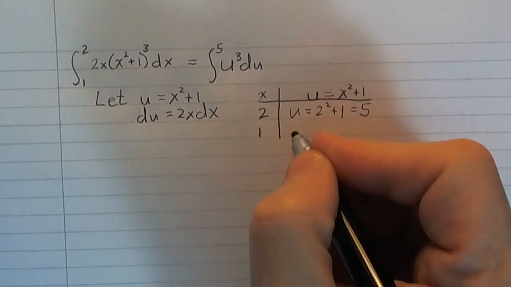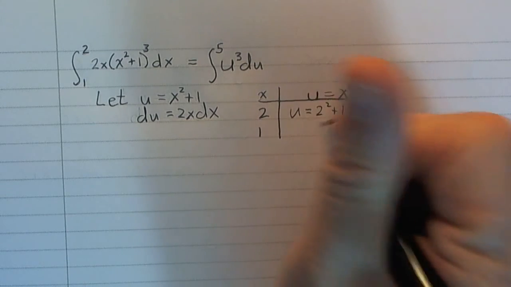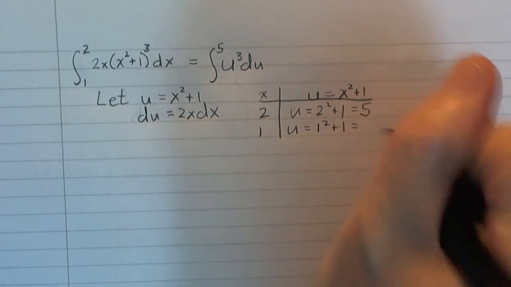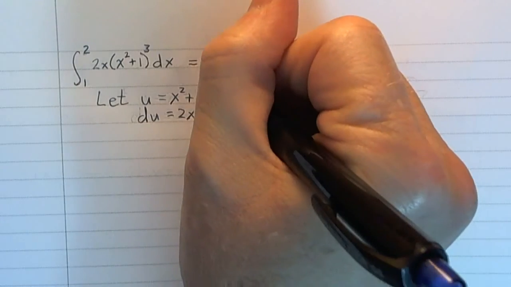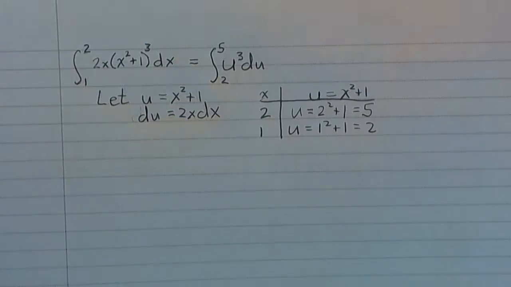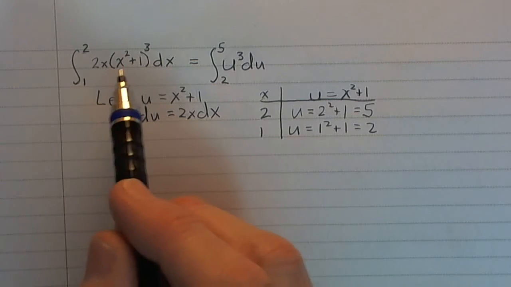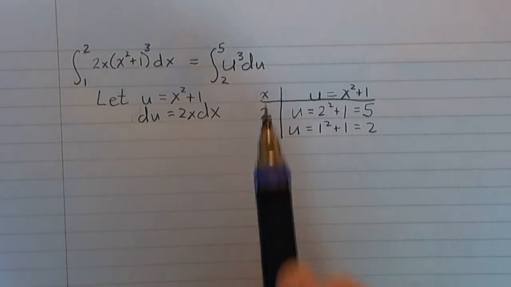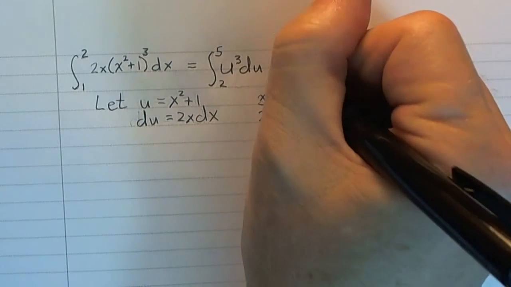Okay? Now let's put a 1 in for the lower limit. So u is equal to 1 squared plus 1, and that's 2. So we put a 2 in there. Now we've got our appropriate limits for integration. It goes from 2 to 5 instead of from 1 to 2. Because here we were in terms of x. Now our integrand is in terms of u. So now we can proceed like always.